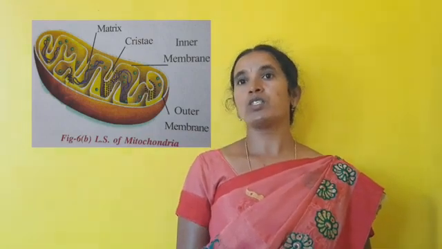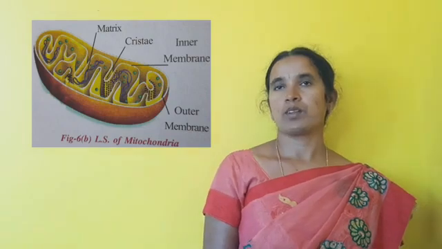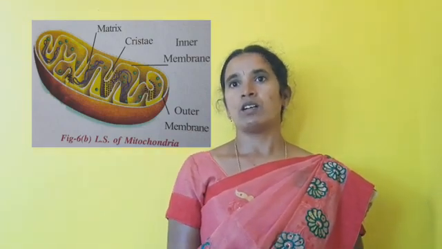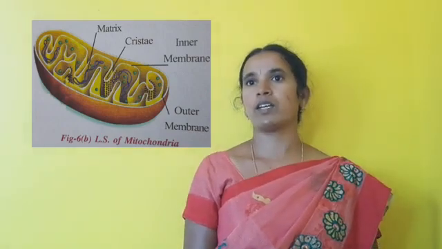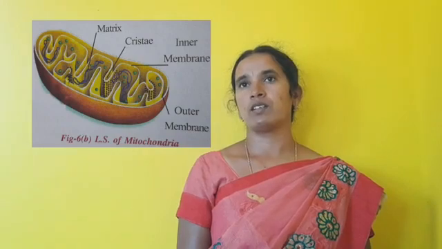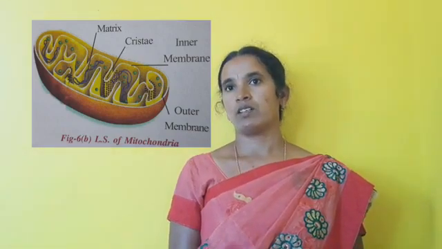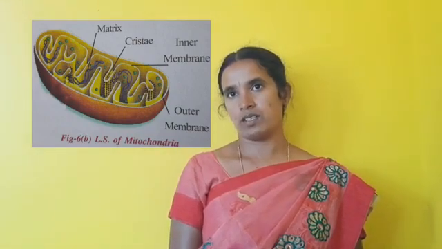Produced energy is stored in the form of ATP in the matrix. Which is known as the powerhouse of the cell? Mitochondria. Mitochondria is known as the powerhouse of the cell.